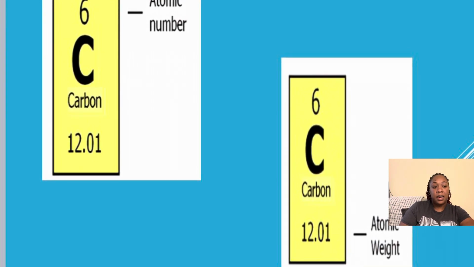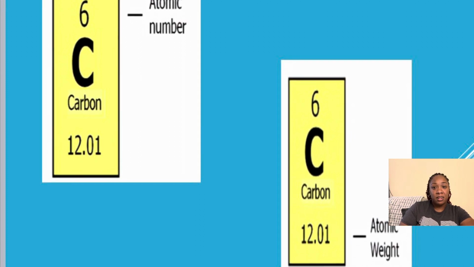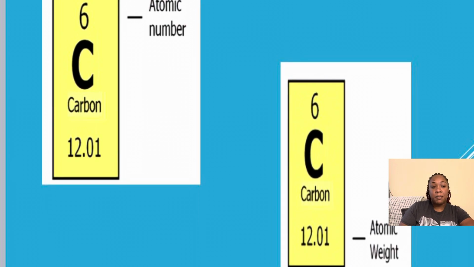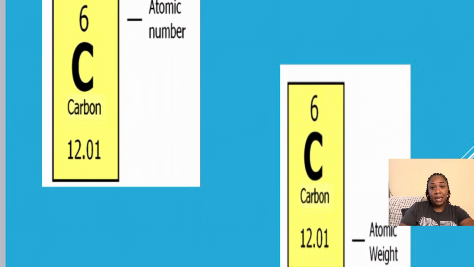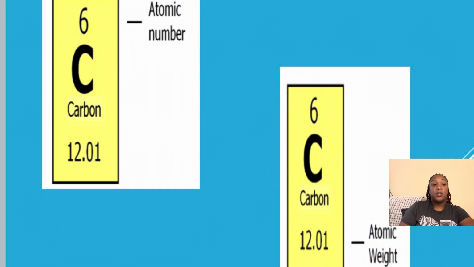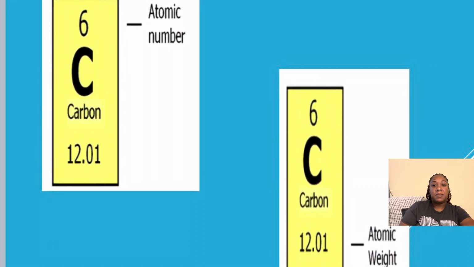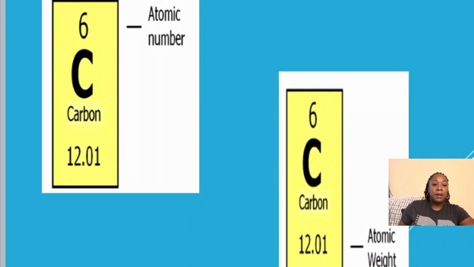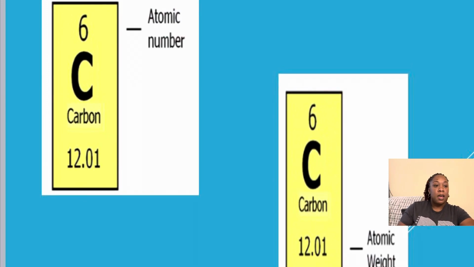Now, you can also use the atomic number to figure out the position of the element on the periodic table. Because carbon has an atomic number of 6, it means that it is element number 6. It is the 6th element on the periodic table. If you look at another example, magnesium, because magnesium is the 12th element on the periodic table, then magnesium is going to have an atomic number of 12.